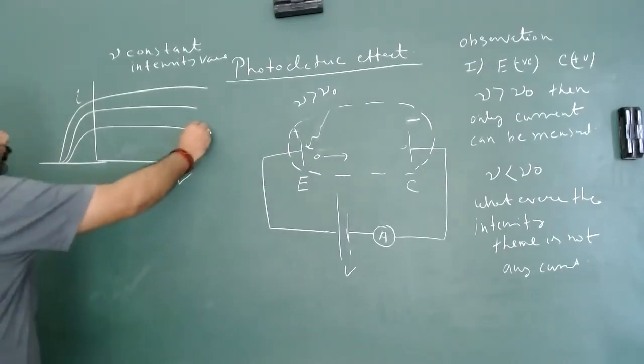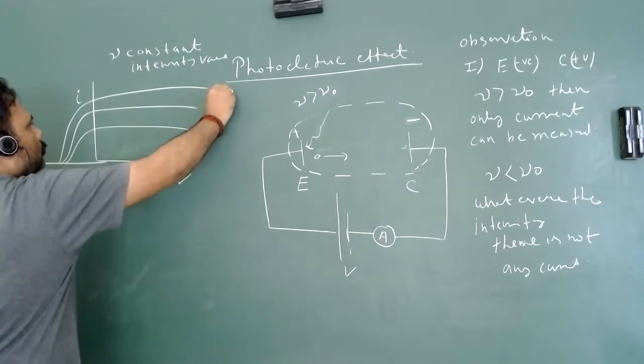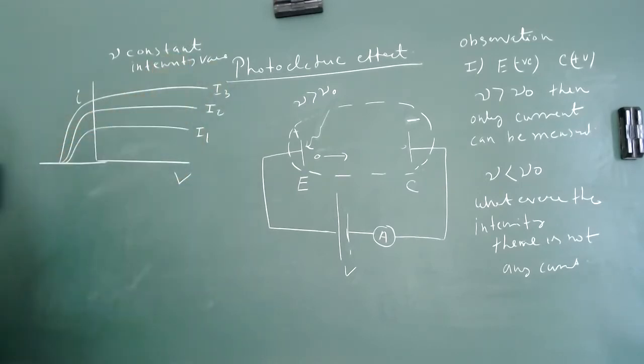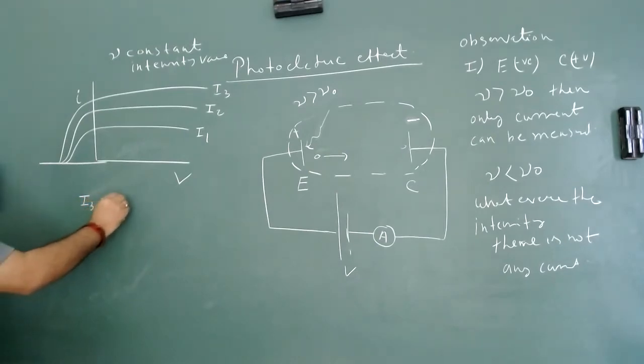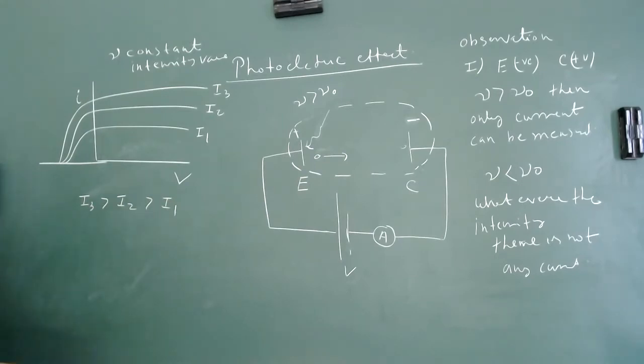This is my I1, this is my I2, this is my I3. We have all three intensities. What we have is I3 is greater than I2 is greater than I1. This is basically current and this is my potential, and this is some potential, let's say Vs. Obviously this will be negative polarity.